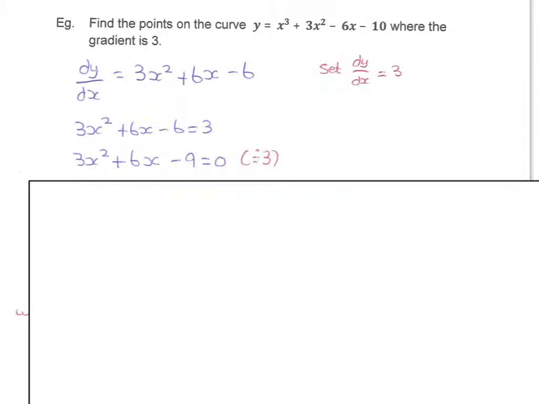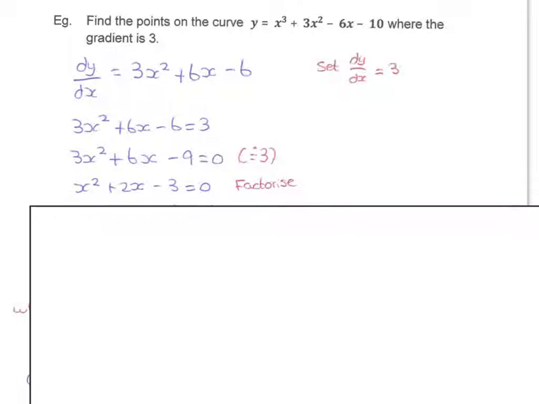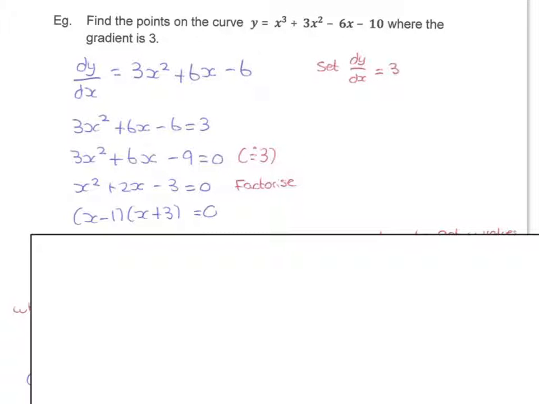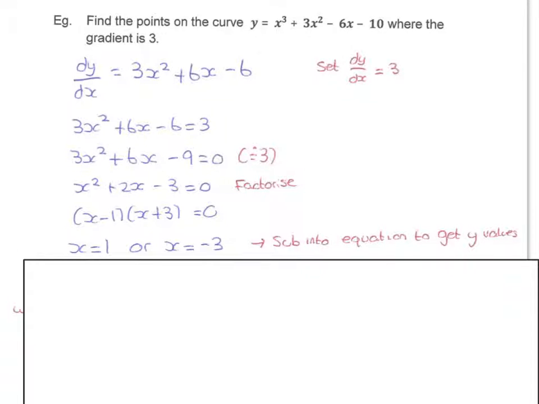Okay, so what I've done is bring the 3 over, and I'm going to divide the whole equation through by 3 to make it easier with factorising. Okay, so once I've done that, I factorise, or you can solve by formula, whatever way you prefer. And we get two solutions, two x values. So the gradient of the curve is 3 at the point where x equals 1, or when x equals minus 3. Now we need to find the points, or the coordinates, so we need to get the corresponding y values.